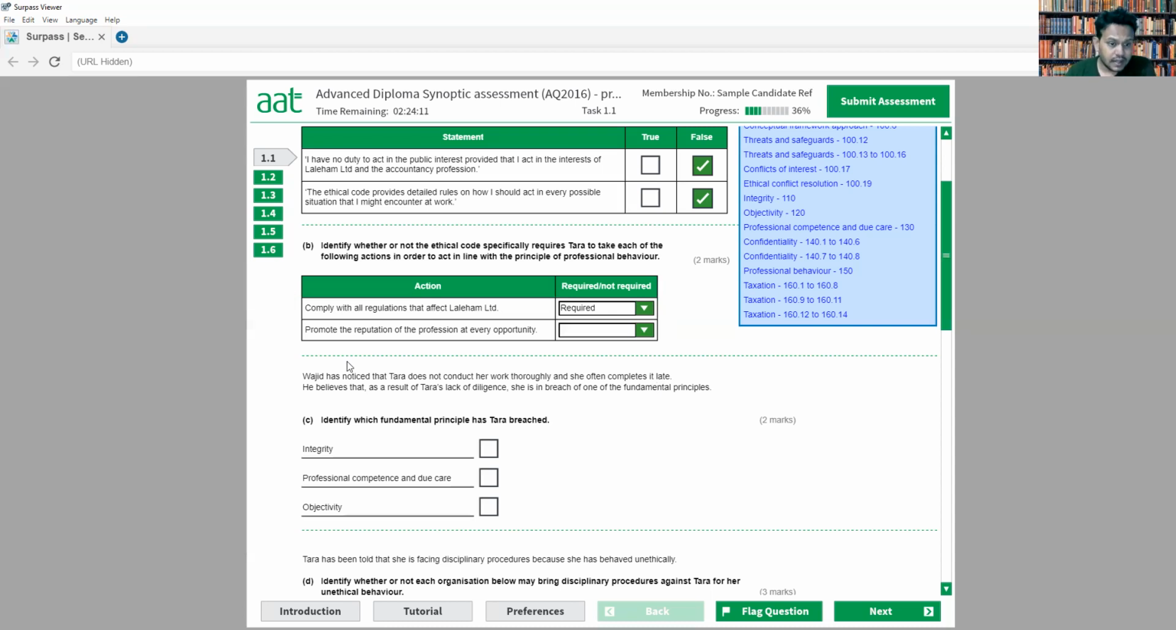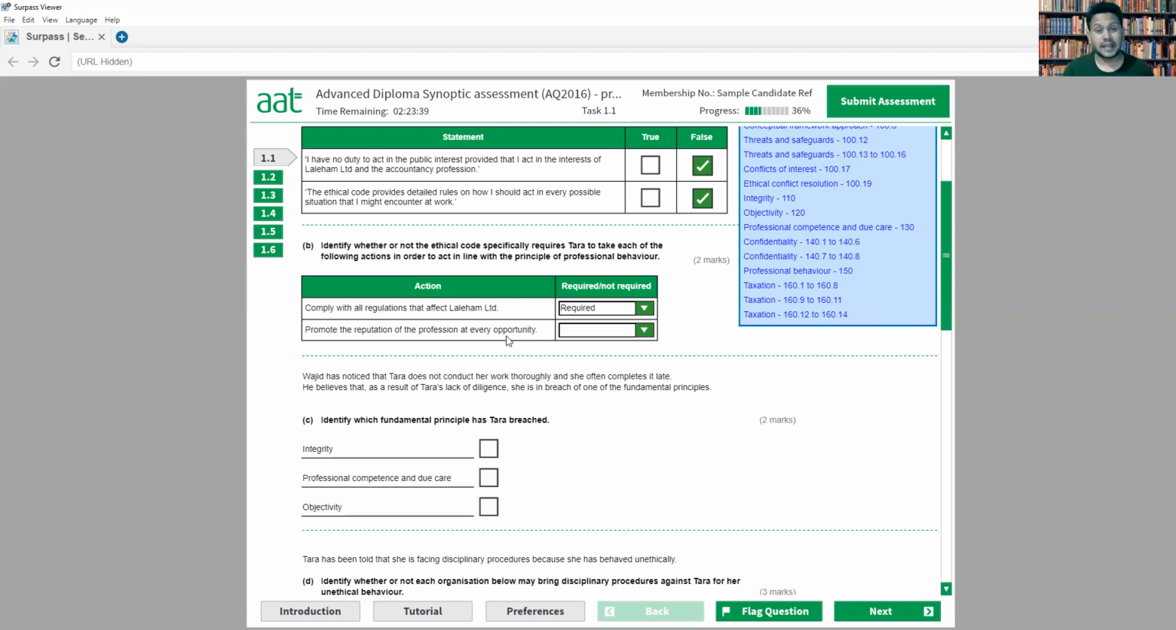The next one we have here says promote the reputation of the profession at every opportunity. Now, obviously, it is maybe not something I should learn from the ethical code. It is my responsibility. I try to build or enhance the reputation of my profession at every opportunity. I'll do that.